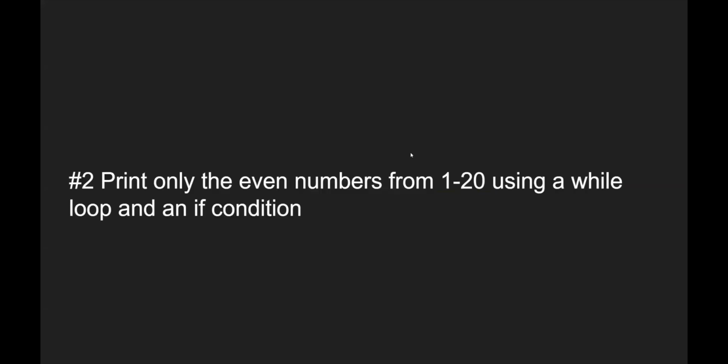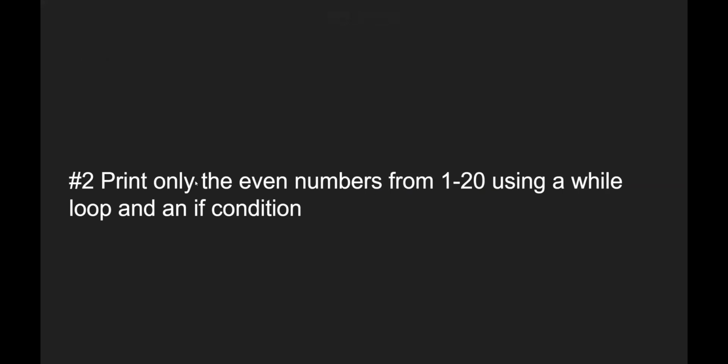Okay. So number 2: print only the even numbers from 1 through 20 using a while loop and an if condition. To print even numbers, if you divide it by 2, the remainder is always 0. So try using the modulo operator in the if statement in the while loop. Okay, I'll go over the answer now.